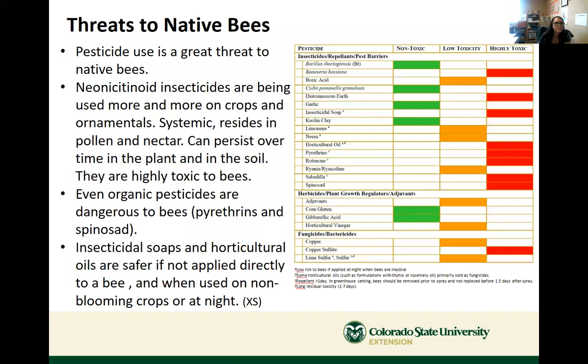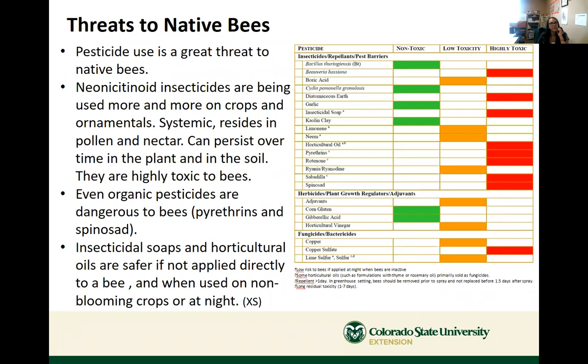So, threats to native bees. Of course, there are threats. That's why we're talking about their populations declining. Pesticide use is a big one. People using them unnecessarily, people using them incorrectly on plants that you shouldn't be using them on. These are all harmful things that could really harm the bees.